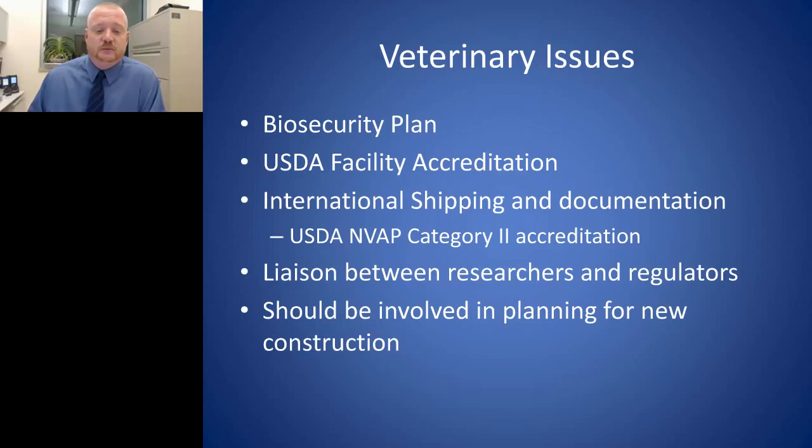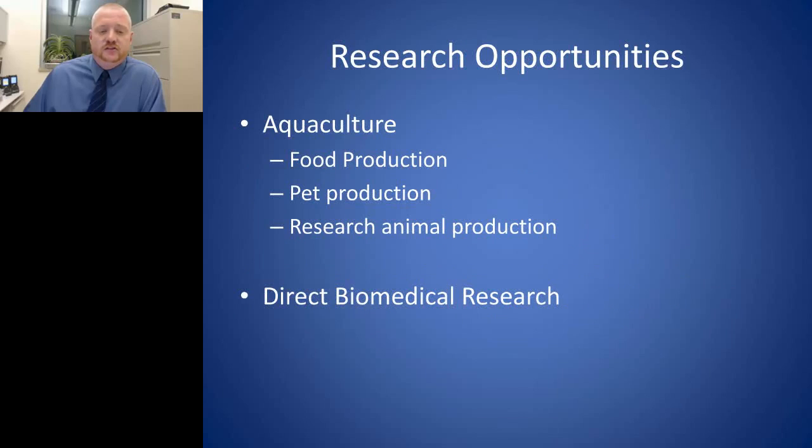If you're shipping these animals, whether they be eggs, larvae, whatever, you still need to have the USDA National Veterinary Accreditation Program Category 2 accreditation, and know what you're doing when it comes to international shipping. I always tell people that the veterinarians are the liaison between the researchers and the regulators. Besides being in charge of animal health, we're also in charge of keeping everybody in compliance. And of course, just like with any facility, the veterinary team should be involved in planning new construction. Talk about research opportunities. You can do aquaculture for food production, pet production, research animal production, and direct biomedical research.